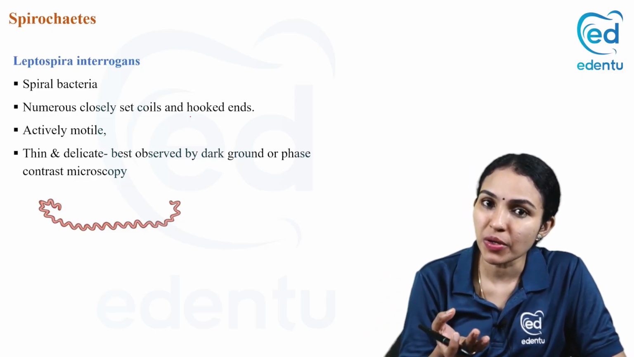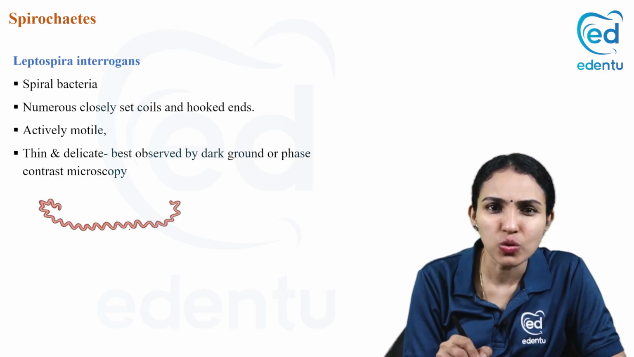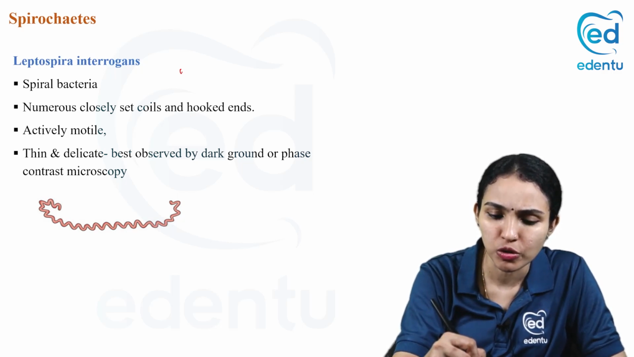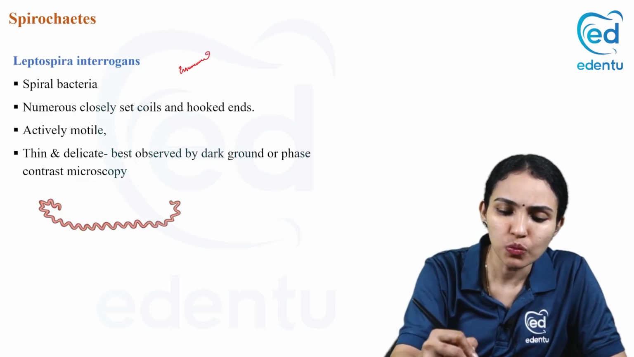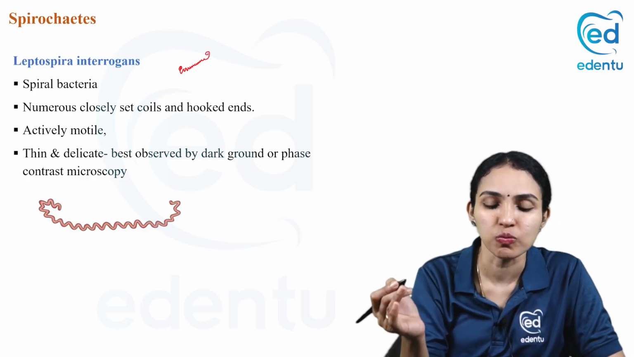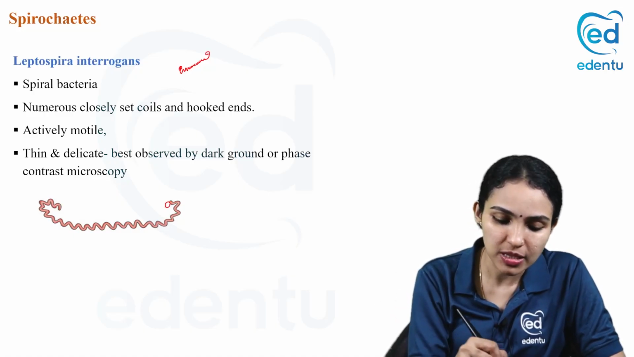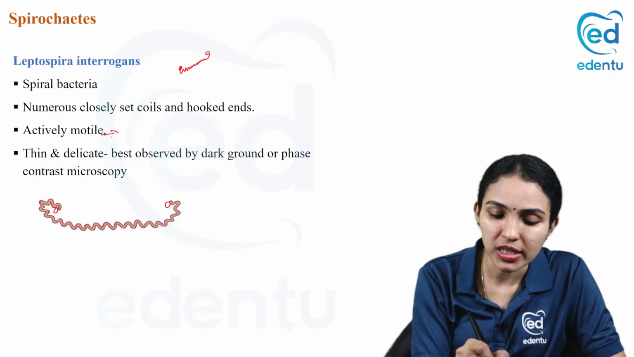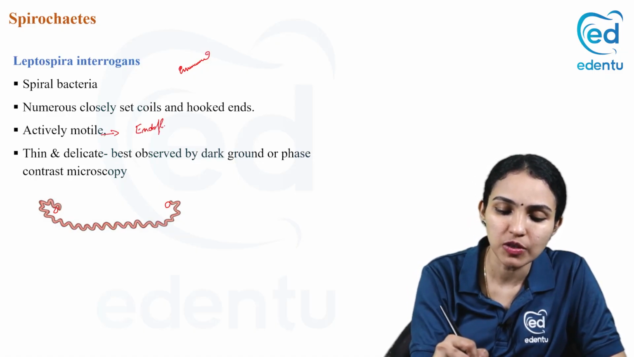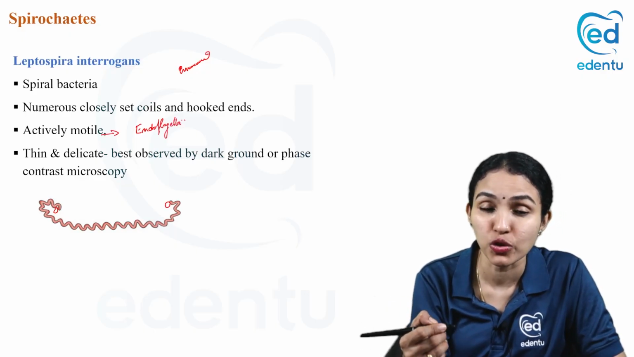This one is also a spirochete. It's a spiral bacteria, but you can see the coils are very closely set, not like Treponema or Borrelia. It has very close spirals with hooked ends at either end. It will look like umbrella hooks, hooked ends at both ends. So that is Leptospira. They are also actively motile. And what is the reason for the active motility? If a spirochete is actively motile, the reason is endoflagella. I'm repeatedly saying this for you to remember.